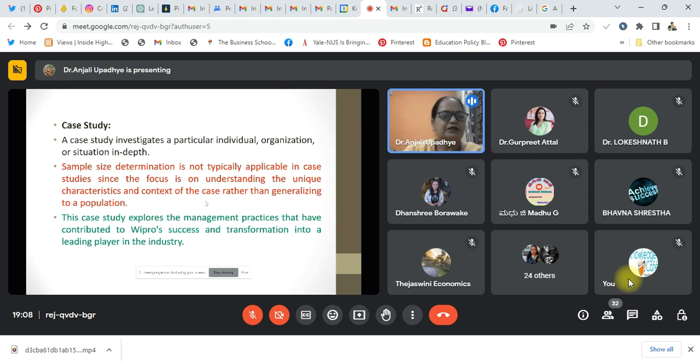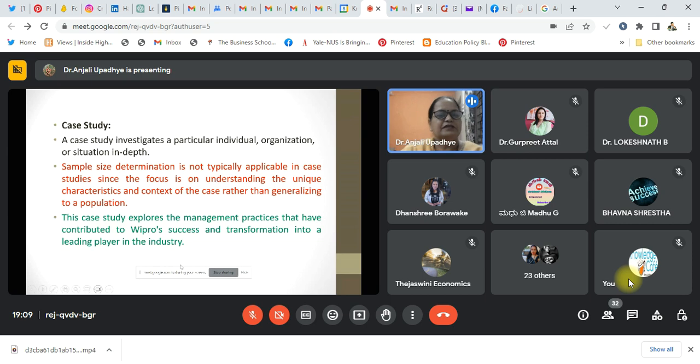Take a simple example here. It is a case study. What is a case study? A case study investigates a particular individual, organization, or situation in depth. There is a single subject of study. Therefore, wherever an individualized study is there, statistics cannot be applied. That's why sample size determination is not applicable in case studies, because a case study is for a single individual, single organization, or single situation in depth. That's why in this case, sample size is not applied at all.